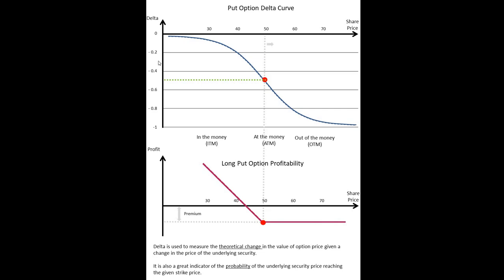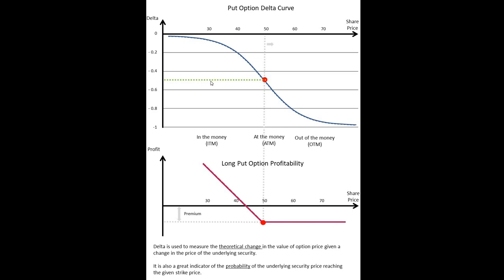The reason why these are negative figures is because put options move exactly the opposite direction as to the share price. So if the share price goes up, then the put option value goes down. So what is the delta? The delta is basically used to measure the theoretical change in the value of option price given a change in the price of the underlying security.